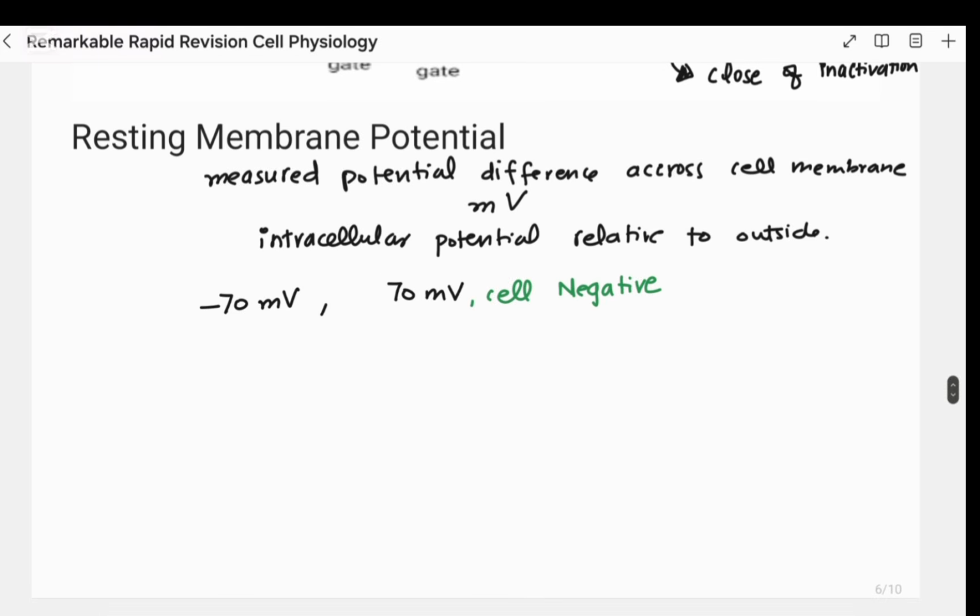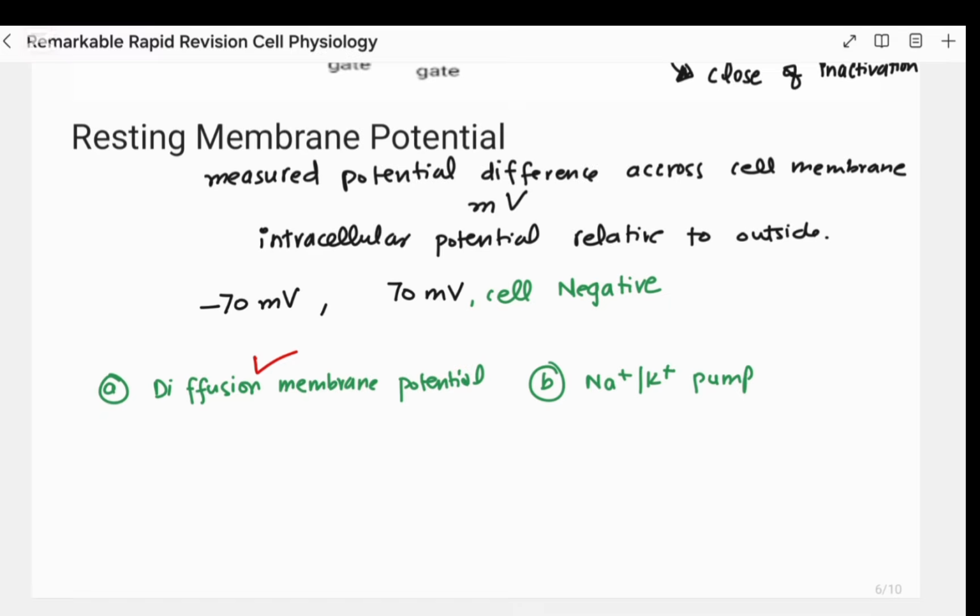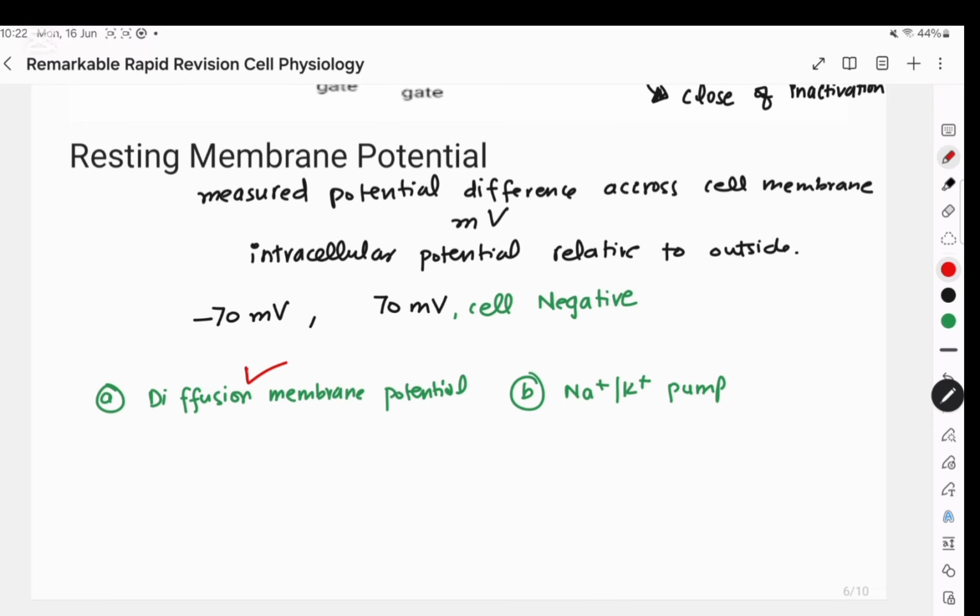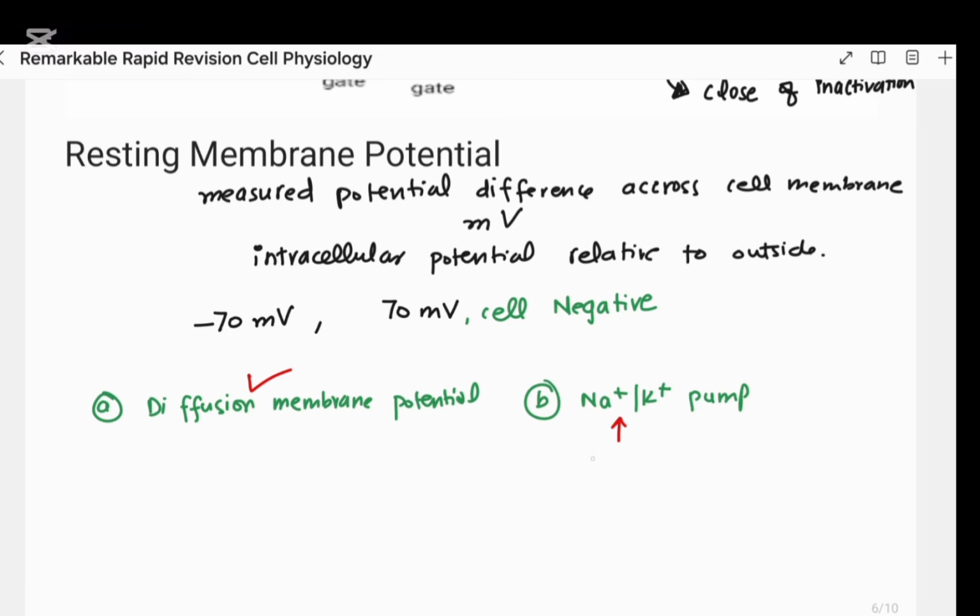So what contributes to the resting membrane potential? Is it the sodium potassium pump, or is it the diffusion potential? The answer to this question is diffusion membrane potential, because the sodium potassium pump contributes only indirectly. The contribution of the sodium potassium pump is small. Diffusion membrane potential basically results from the concentration difference of the permeant ion.